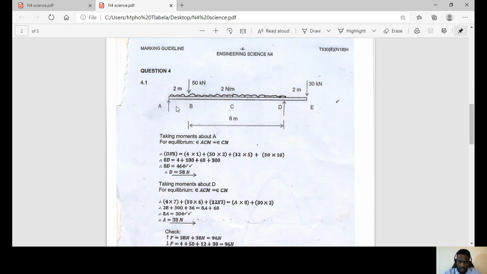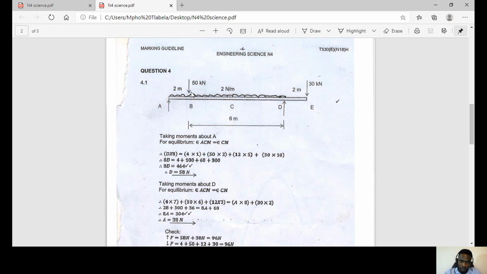Right, if you go from here, you go there, you will notice it's clockwise. Right, now it's going to be 4 multiplied by half. I said middle of its distance. Half of 2 is 1. That's why I've got 4 multiplied by 1 here.